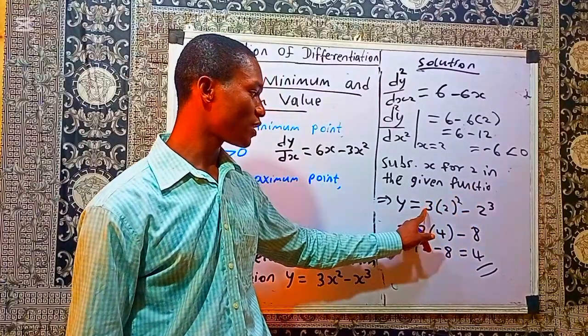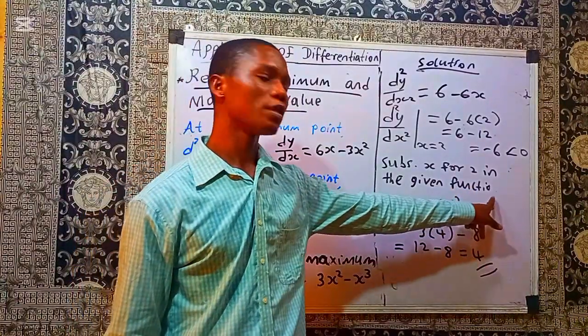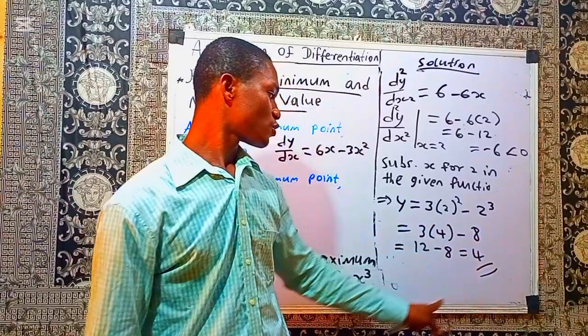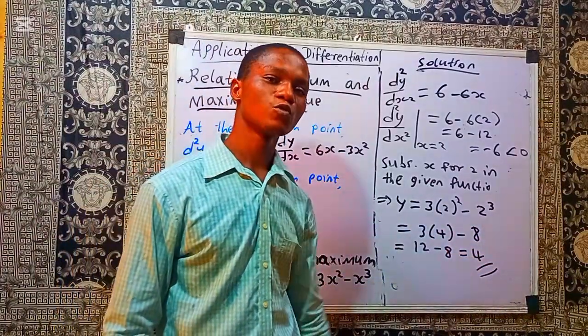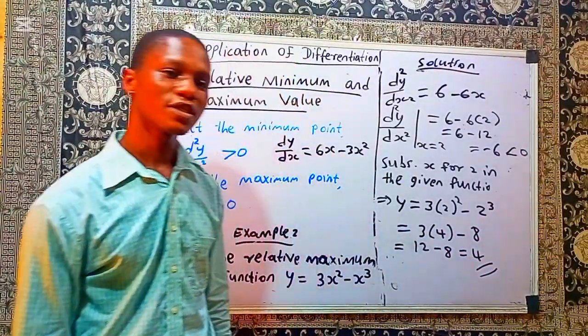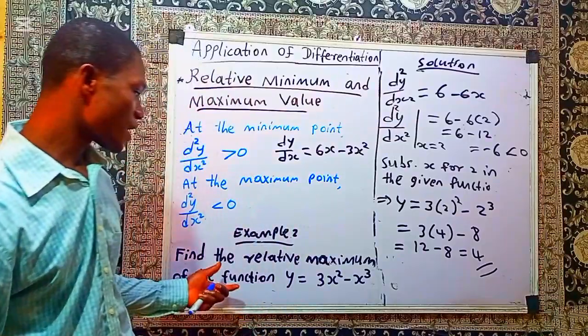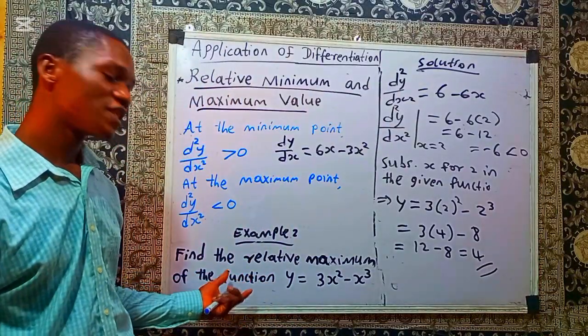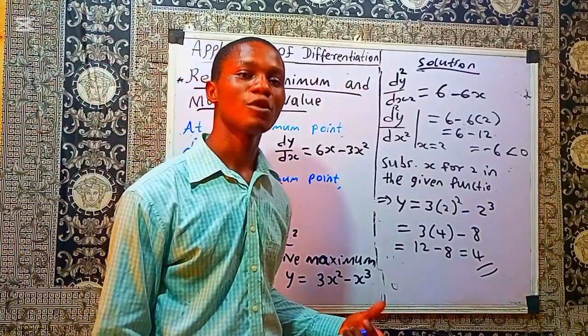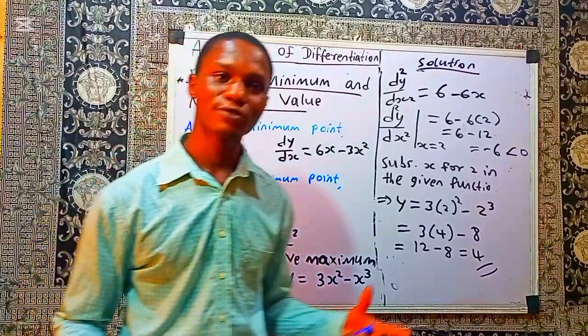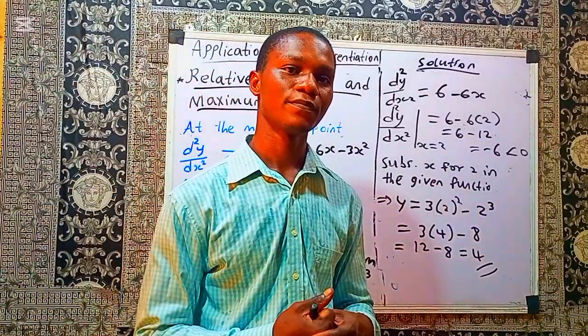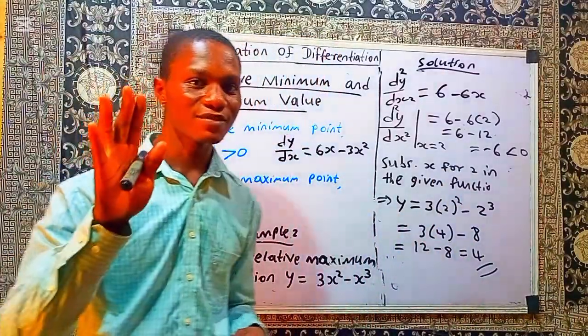Right? Because 2 raised to power 2 is 4. 4 multiplied by 3 is what? 12. 2 raised to power 3 is what? 8. So 12 minus 8 will give us what? Positive 4. So positive 4 is the relative maximum of this function, or you say the relative maximum value of the function, which is also called what? The local maximum.